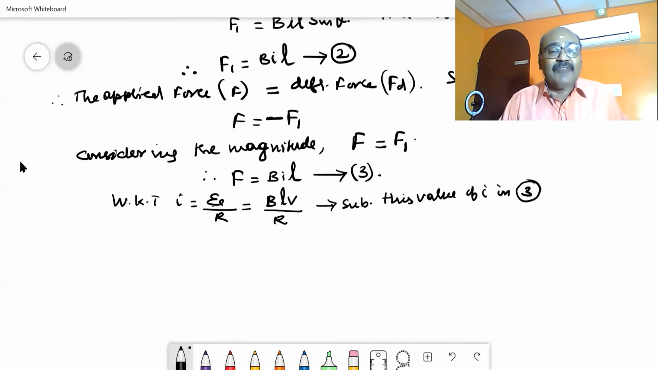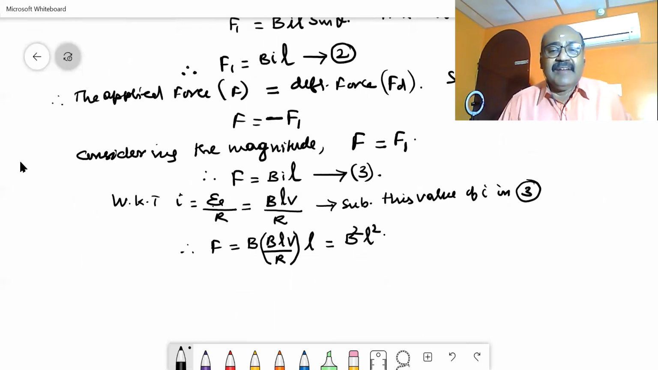Therefore, what will be F? F will be equal to B into I, that is B into L into V divided by R, multiplied with L. So F will be equal to B square, L square, V divided by R. Let us take this as equation number 4.